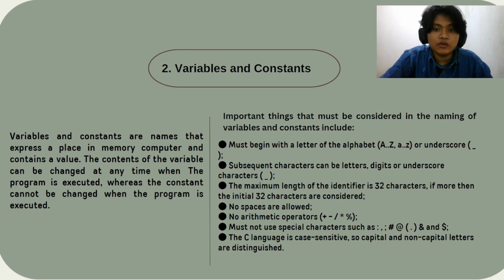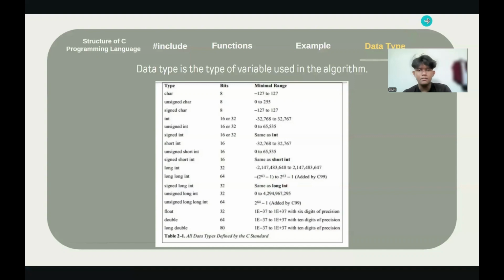Okay, and the next one is that no spaces are allowed. So if you want to put a space between words, you can use underscores instead. And then the next one is no arithmetic operators like plus, minus, div, percent, and others. And then the next one is that you must not use special characters such as semicolon, hashtag, at, and others, because that's not allowed. And then the last one is that the C language is case sensitive, so capital and non-capital letters are distinguished.